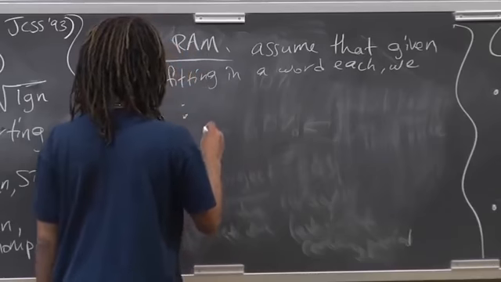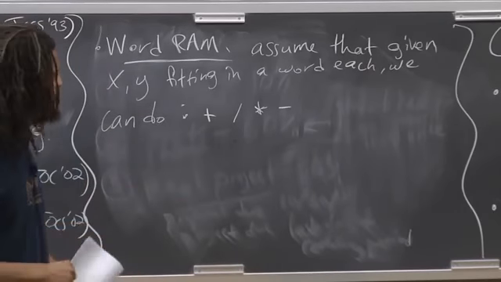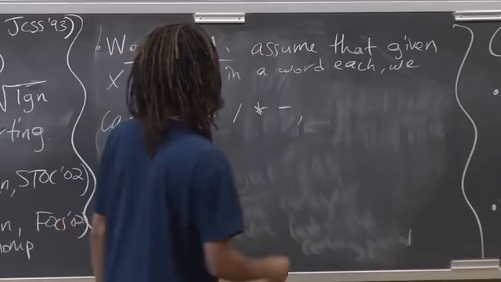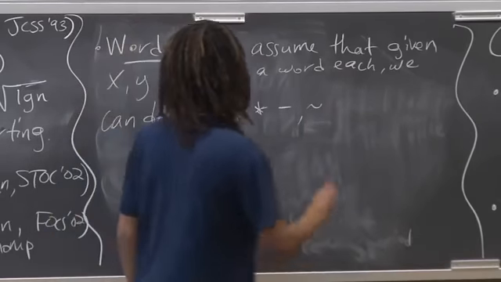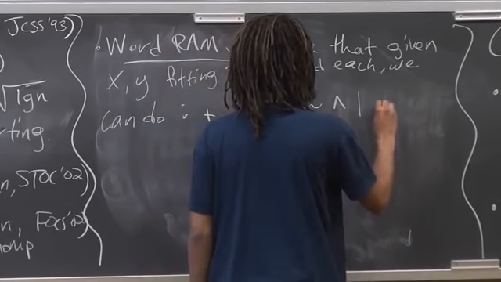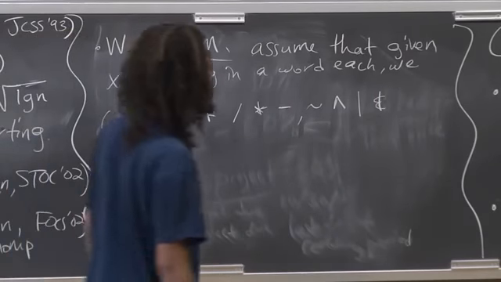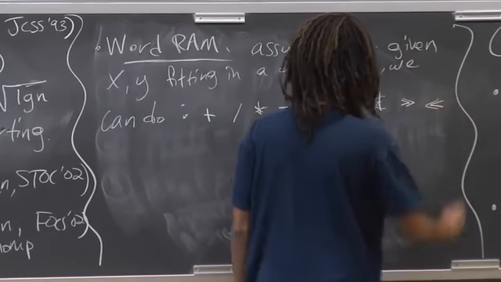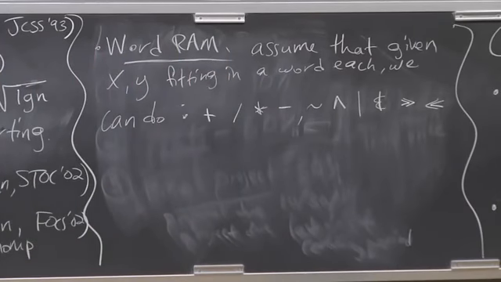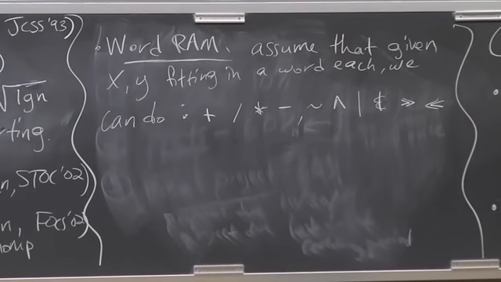So you can do integer arithmetic: plus, minus, times, divide. And this is integer division, so it rounds down. You can also do bitwise negation, XOR, OR, and AND. And you can also do bit shifting with some fixed constant, or with each other. For multiplication, the result fits in two words, so the upper bits will be in the second word.